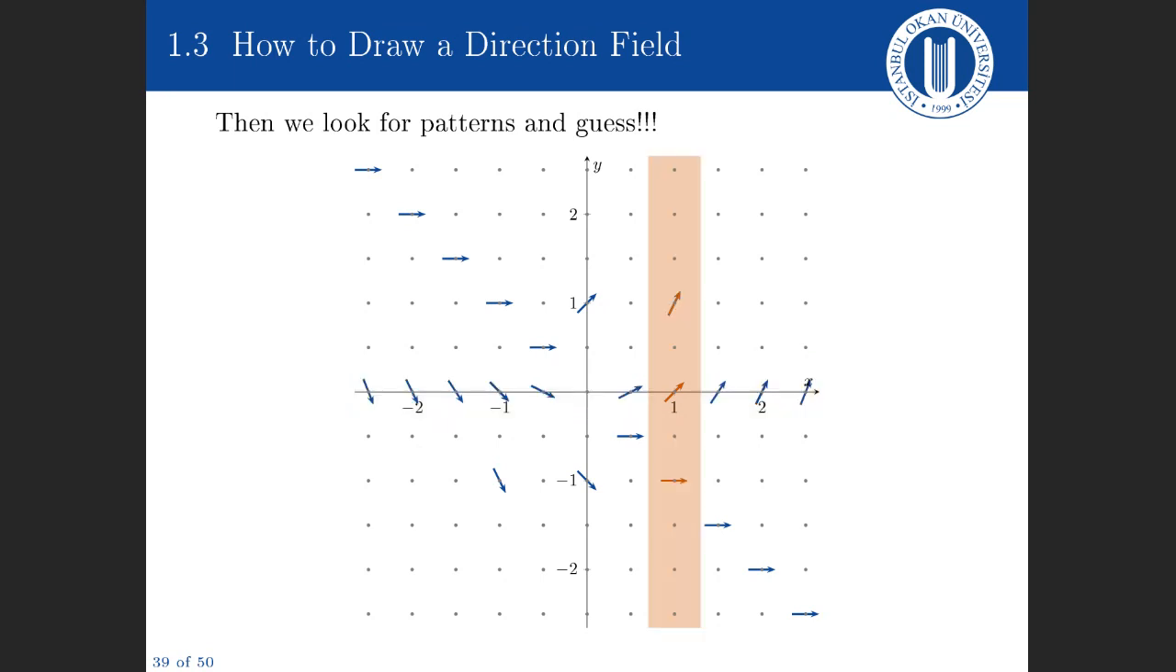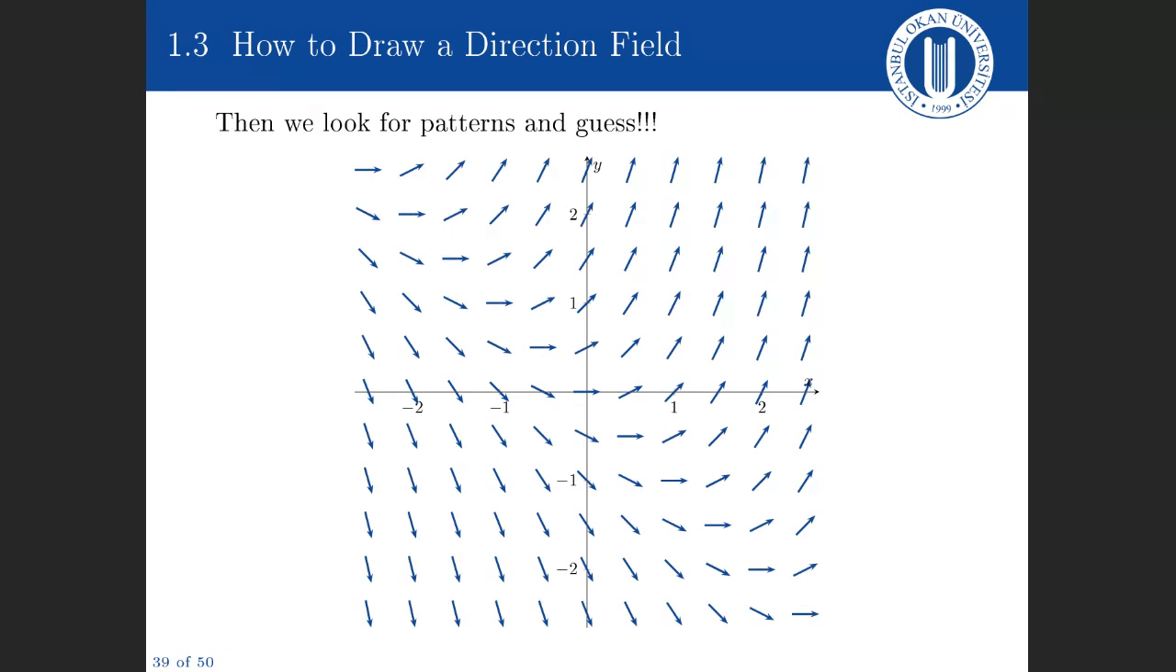We can also look at vertical lines. What's happening here as we go from the bottom to the top? Again, the arrows seem to be rotating anti-clockwise. So we can make a guess. We can fill in all of the arrows on this line. Keep making guesses and you can fill in all 121 arrows quite quickly. And it should look like this.